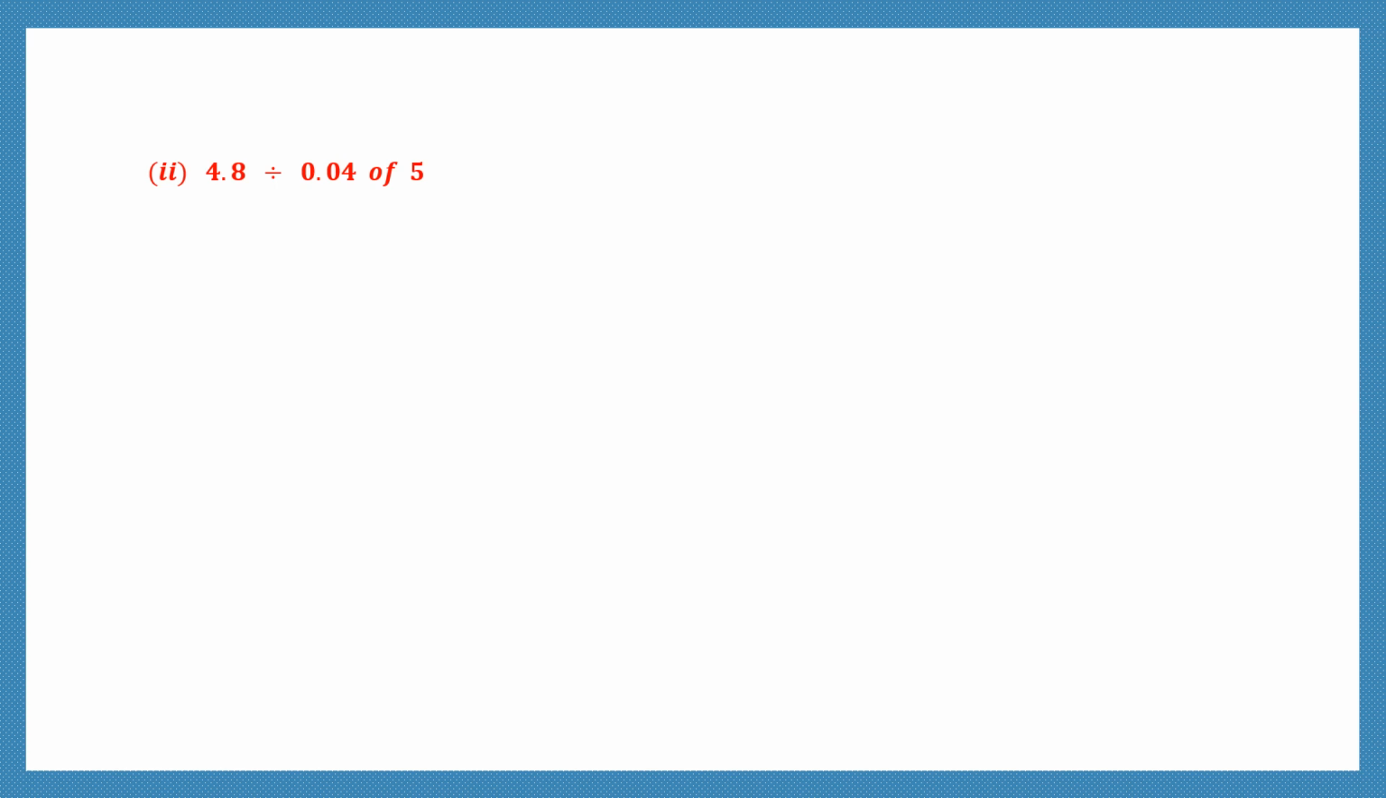Question 2, 4.8 divided by 0.04 of 5. So again, of comes before division. So this has to be done first. So 0.04 into 5. Let's ignore the point. Becomes 4 into 5. 4 5s are 20. Now in the question, there are two decimal places, 1, 2. In our answer also there should be two decimal places, 1, 2 and we put the point here and 0. So here this is 0.20 or 0.2. So this is 4.8 divided by 0.2.